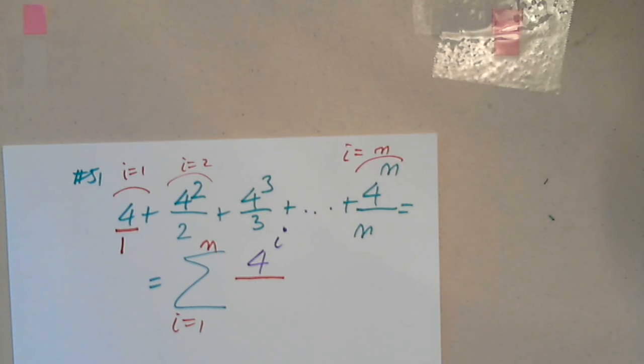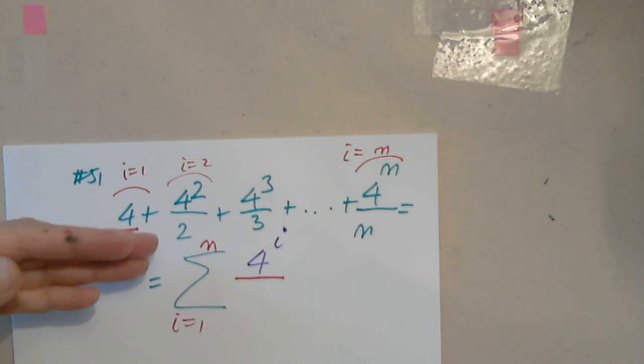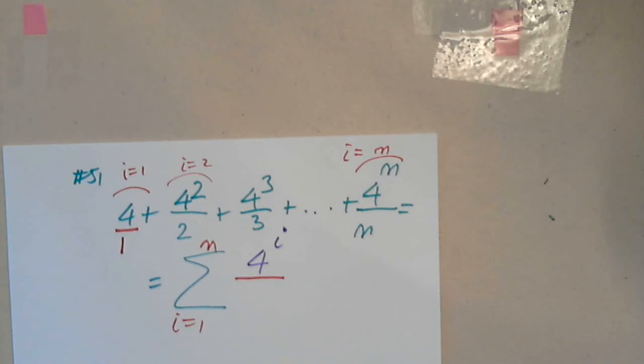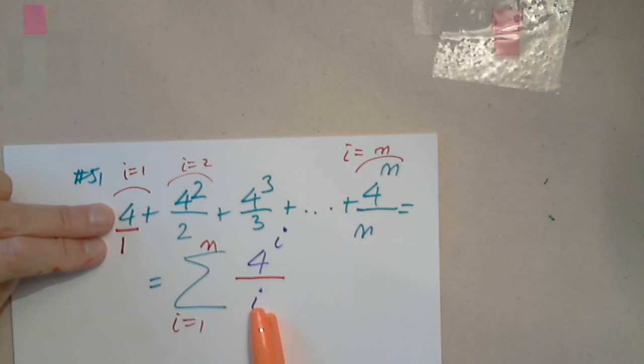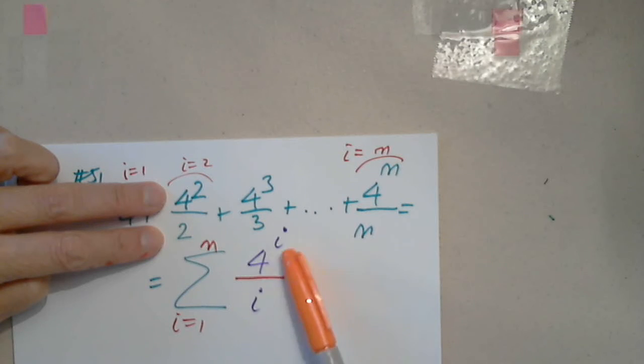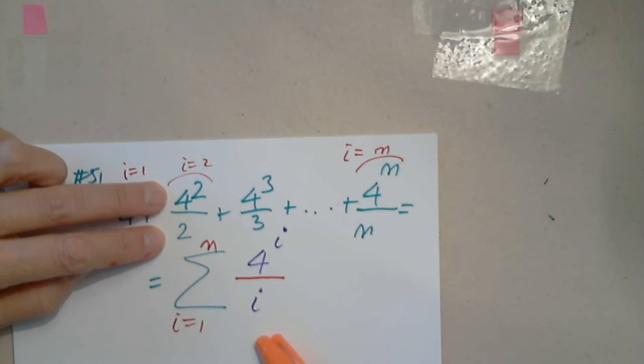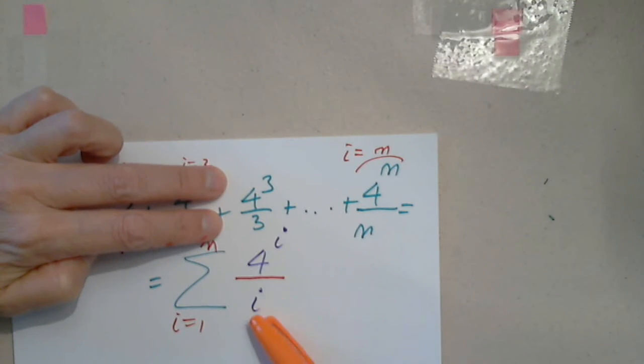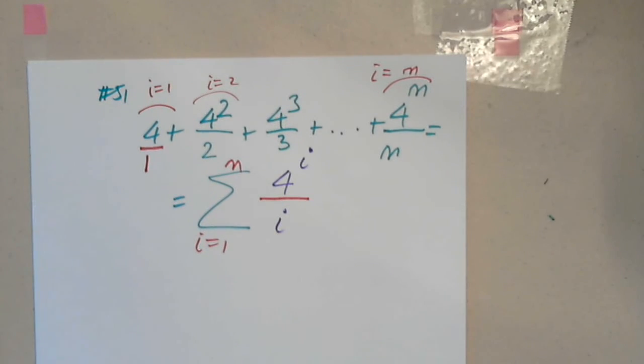Now let's look at the denominator. When i is 1, when i is 2, when i is 3, when i is n. So what should we have in the denominator? i. Now we can sit here nicely and check. When i is 1, do I get this? Of course. When i is 2, do I get this? Yes. I get 4 squared over 2. When i is 3, do I get this? Yes. I get 4 to the third at the top and 3 in the denominator.